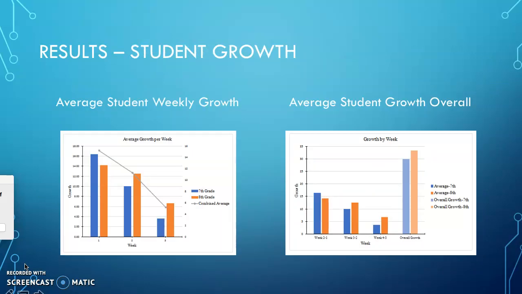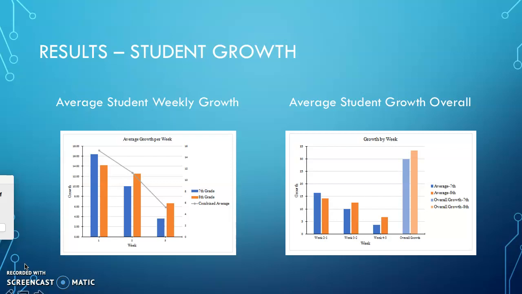In addition to average scores, student growth was also analyzed. The first graph on the left indicates the average weekly growth for 7th and 8th grade, showing a decrease over time. 7th grade went from 16 points of growth to 3 points. 8th grade went from 14 points of growth to 6 points. It was noted that as students continued to work on skills and diagnostic questions, their scores moved higher towards grade level. Therefore, they were working on more difficult skills.